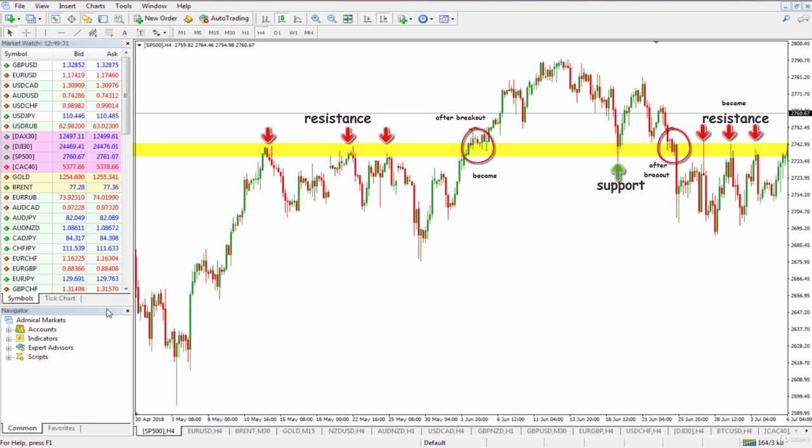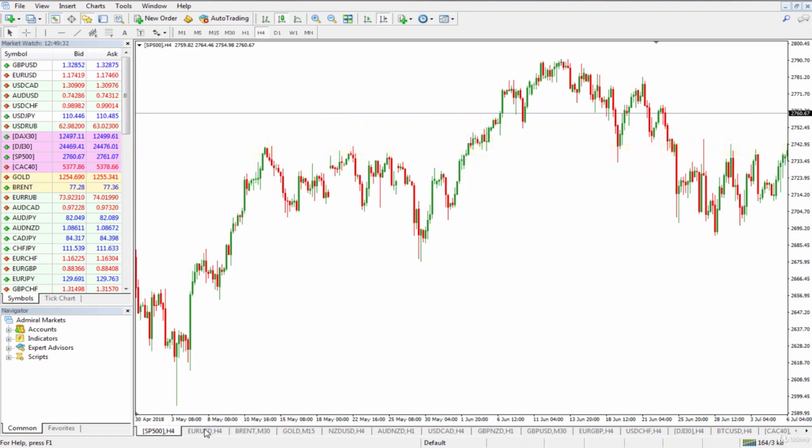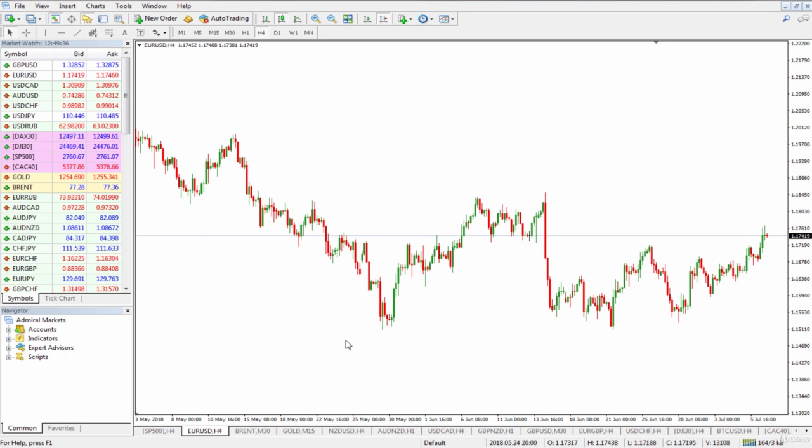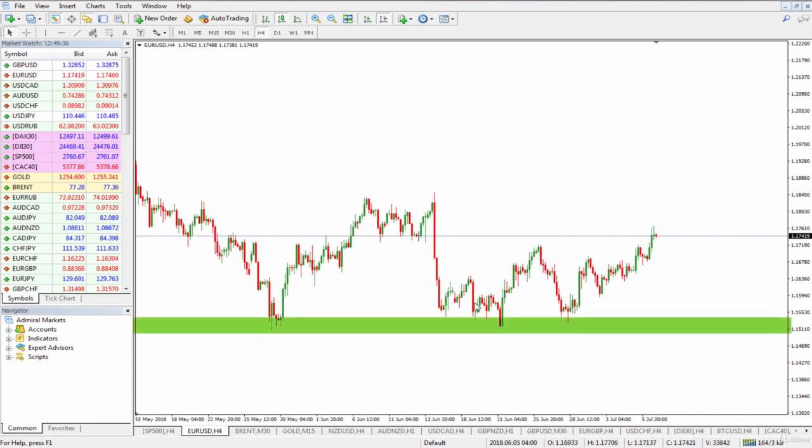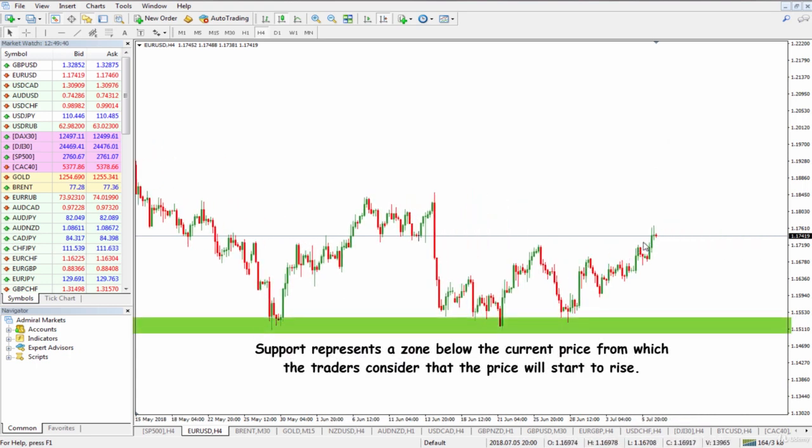Okay, first, what is support or the level of support on the graphic? Support represents a zone below the current price from which the traders consider that the price will start to rise. All professional traders who believe that the price of, for example, the euro-dollar currency pair will grow, they never enter the buy position easily, but they wait for the price to decline into the support zone they have determined based on their analysis, and then they enter the buy trade.